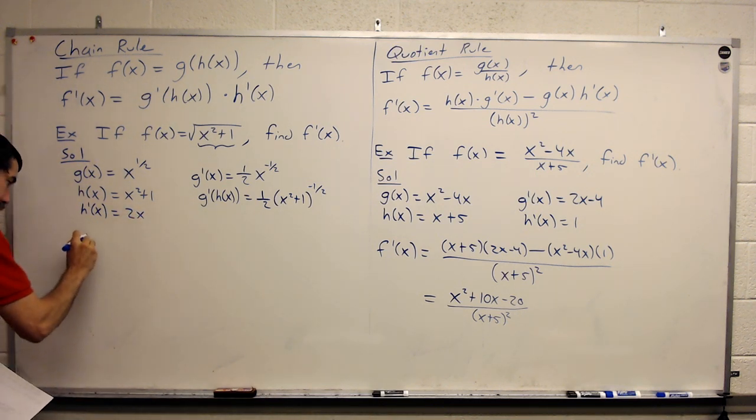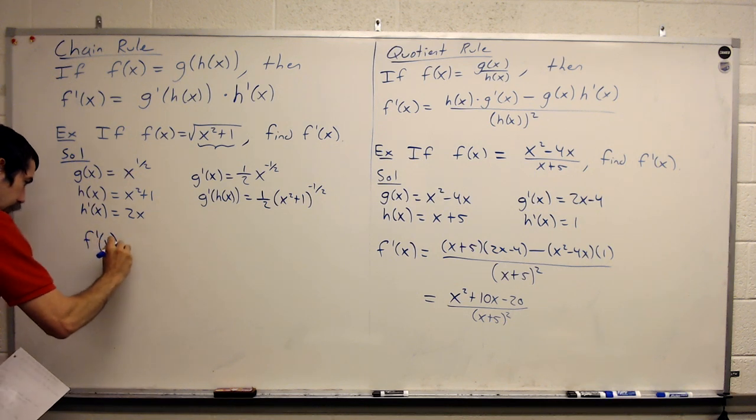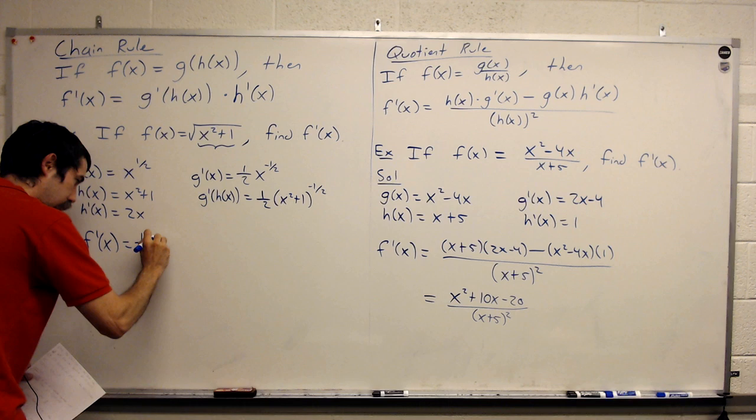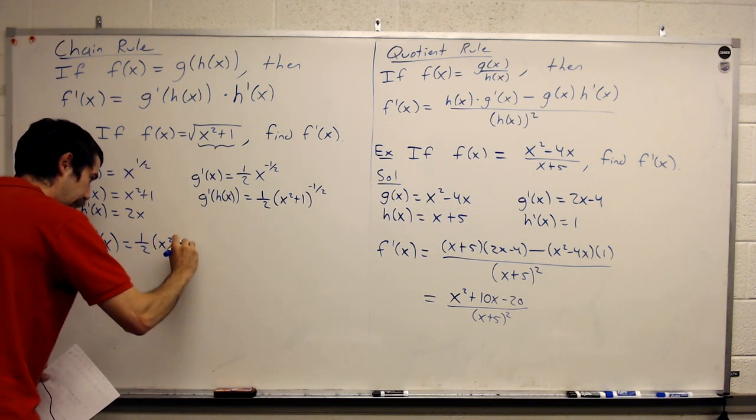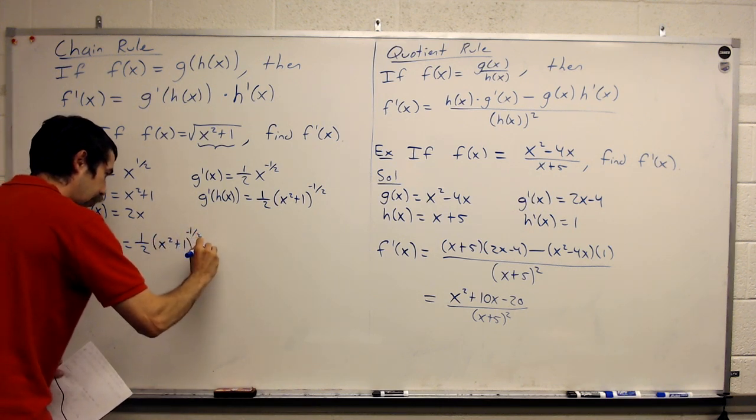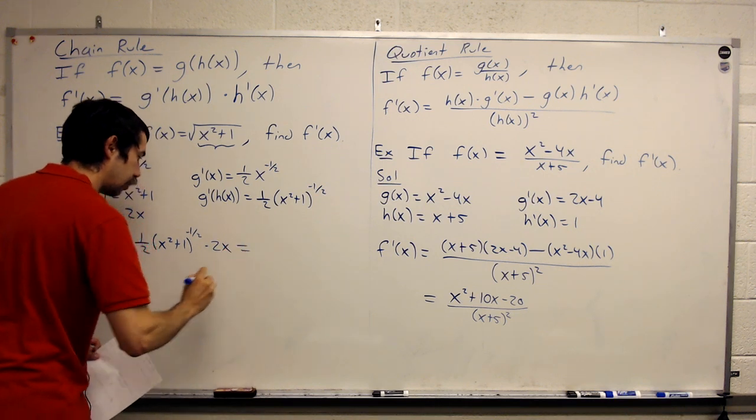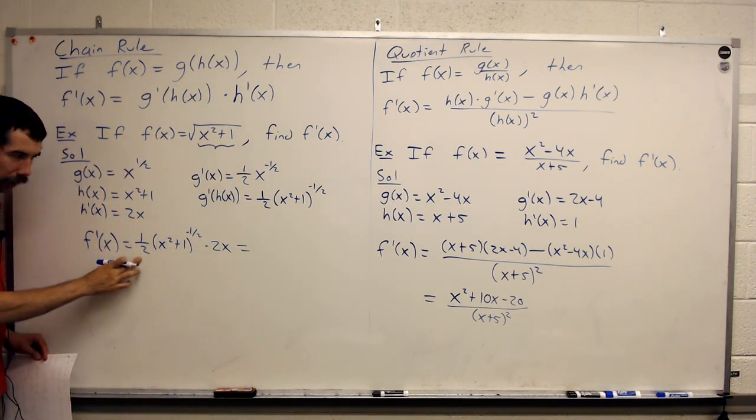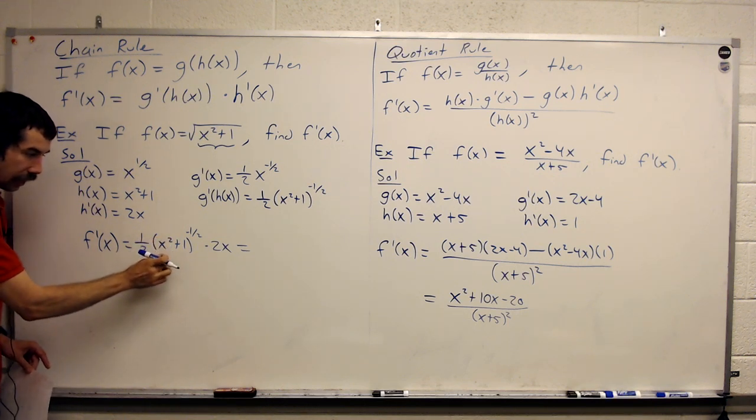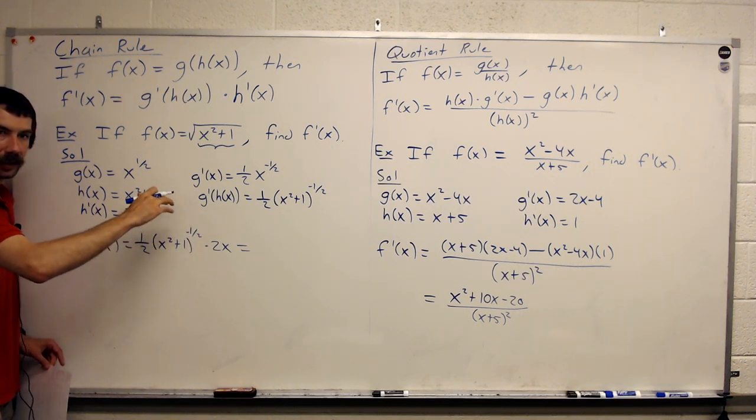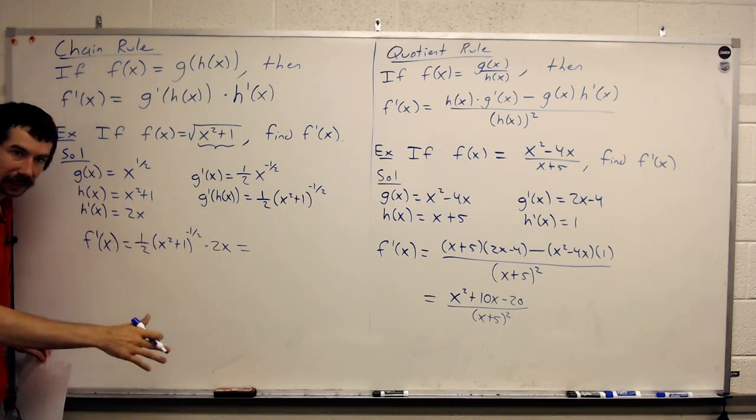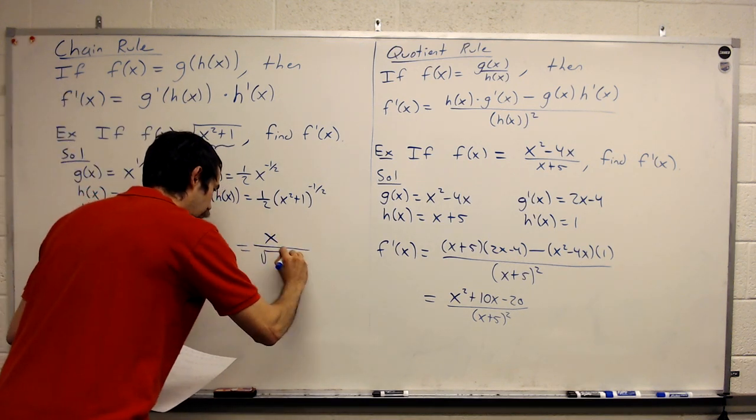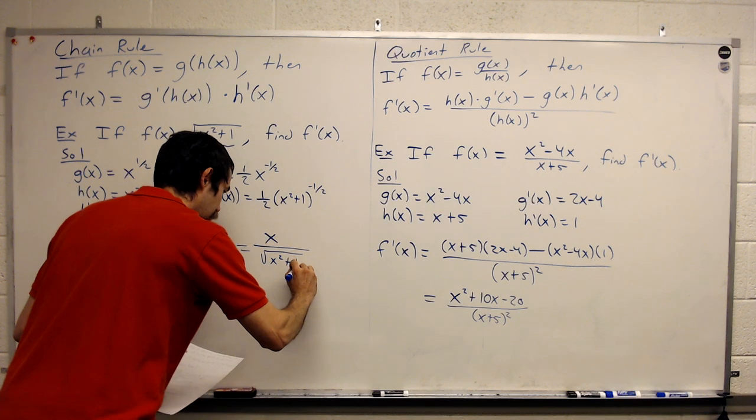All right, so we're good to go. f prime of x is this, times 2x. Okay, 2 times 1/2, that's 1. And x squared plus 1 to the negative 1/2, that's the square root of x squared plus 1, but in the denominator. So this simplifies to x over the square root of x squared plus 1.